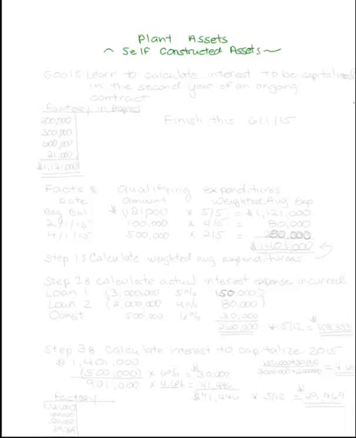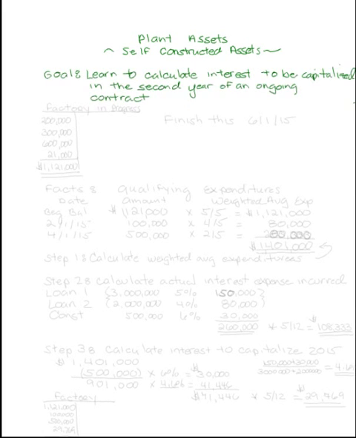Welcome back, my friends, to my discussion on the area of plant assets on self-constructed assets. Our goal is to learn to calculate the interest to be capitalized in the second year of an ongoing contract. And it's going to be an interesting example because it's a mid-year besides being the second year. Let's bring forward some information to refresh our mind, shall we?